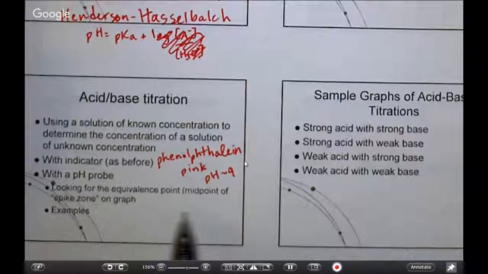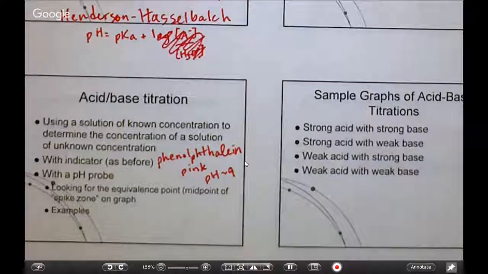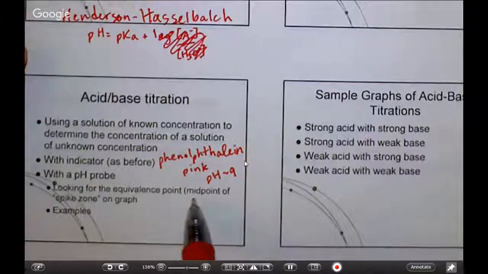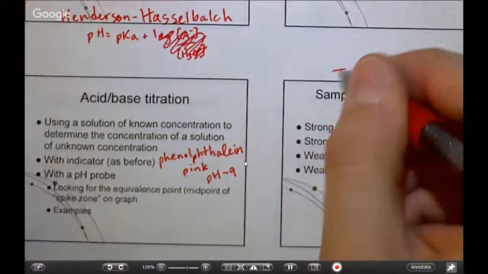But the idea of the equivalence point essentially is when the moles of acid and base are equal. Okay, so equivalence and equal. So I have some more things I'm going to share with you on separate paper to define this. The idea of this midpoint of spike zone, I'll show you what that looks like along with some examples of what we call titration curves.